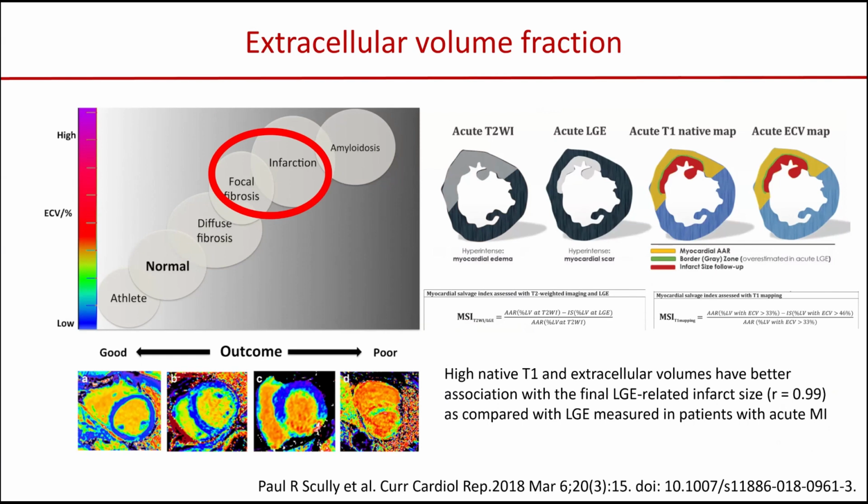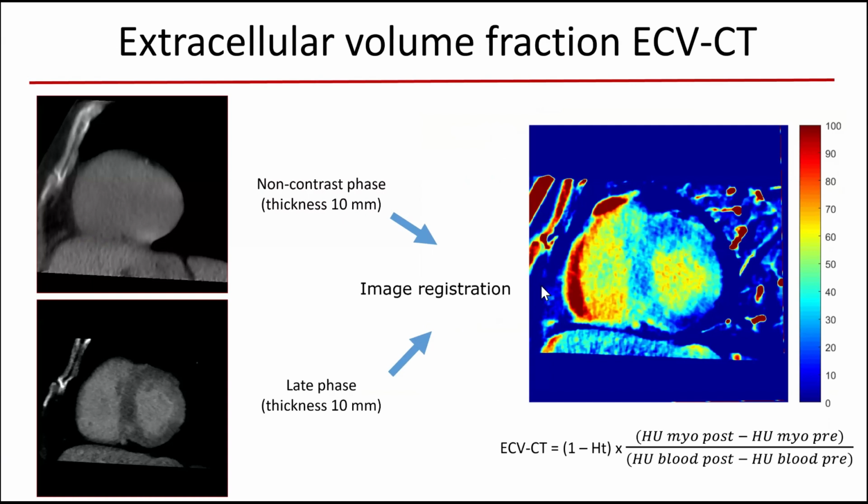How can we obtain an ECV map in CT? What we have used on conventional scanners for several years is essentially to acquire a non-contrast phase and a late phase, 10 minutes after the administration of the contrast media. And we have an elastic registration between these two different scans. Applying this kind of formula, we can obtain this map of ECV in CT.